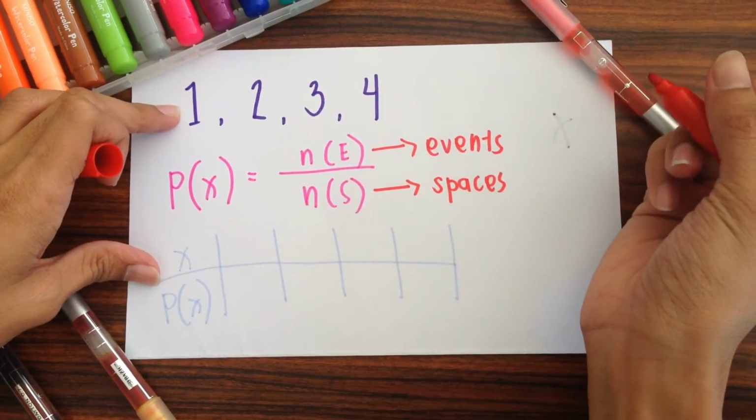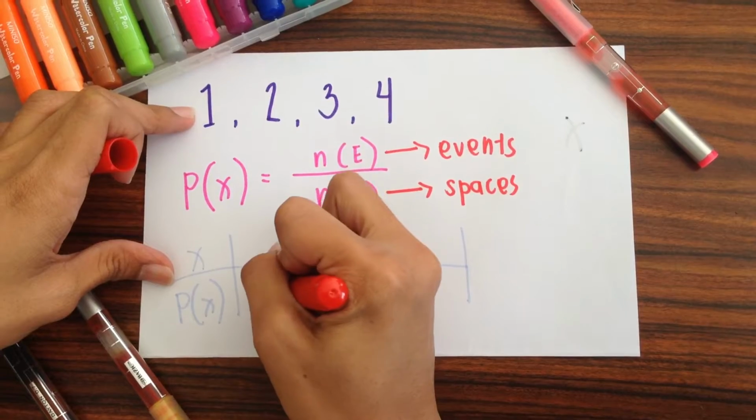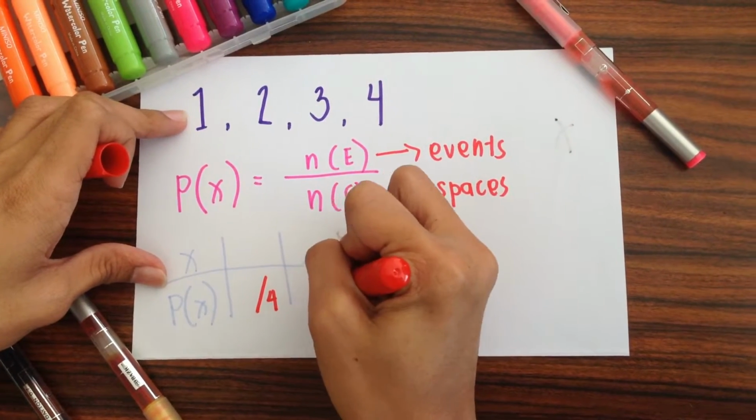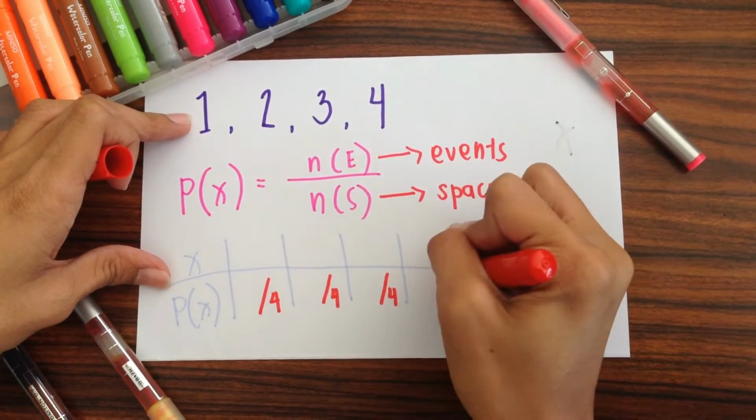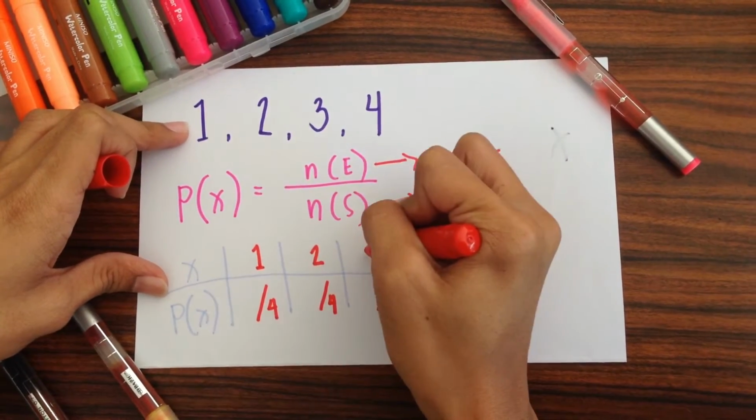1 over 4 para sa 1, 1 over 4 para sa 2, 1 over 4 para sa 3, at 1 over 4 para sa 4, equals 1.